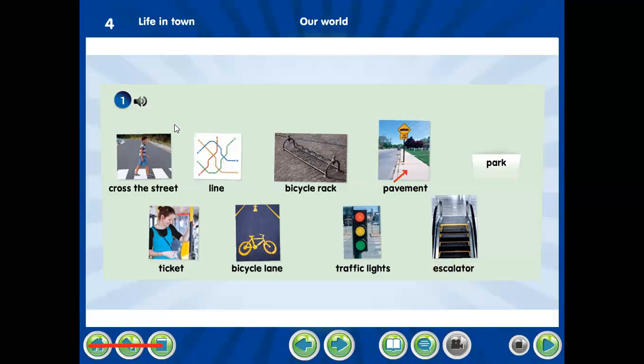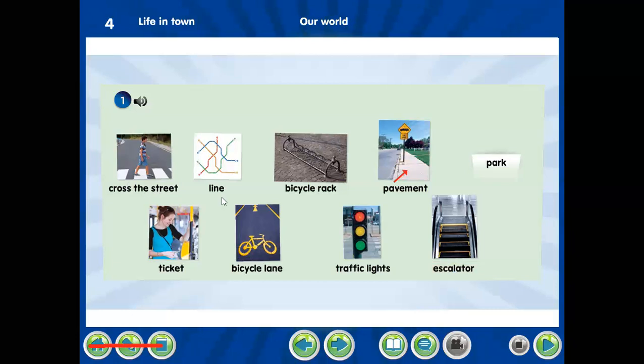Cross the street. You know, cross is the action, no? When you go from one side to another side. Not the pedestrian crossing, it's the action. Cruzar la calle. It's an action. Cross the street.